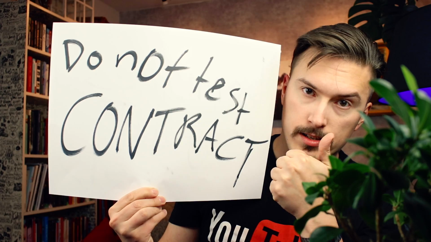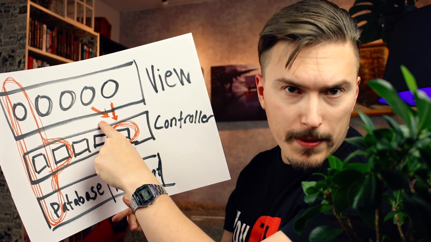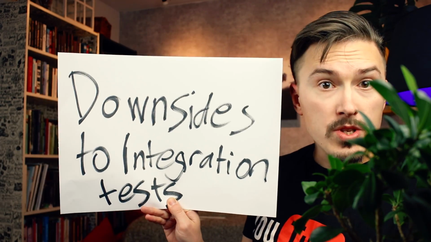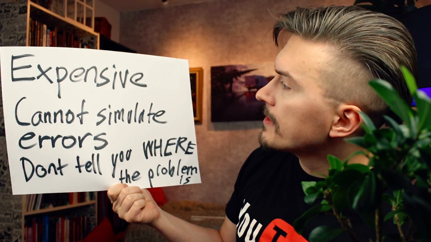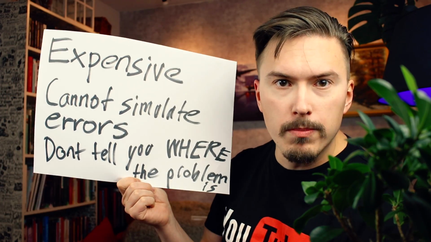One was that they don't test contracts. I talked about how contracts are the communication between your application parts. The second downside to unit tests is that you have to create those contracts in the first place. And finally, I talked about why you can't simply replace unit tests with integration tests because of the downsides of integration tests, which is that they are expensive, they cannot simulate errors, and they don't tell you where the problem really is.